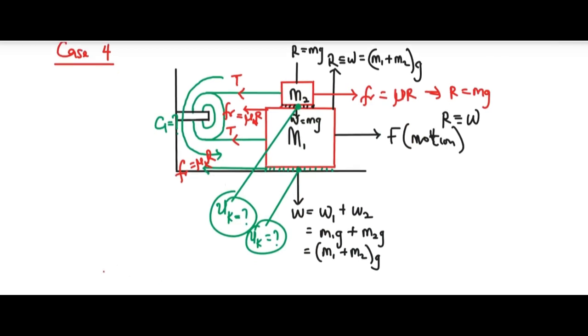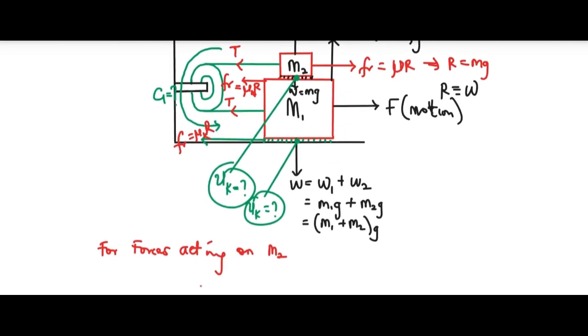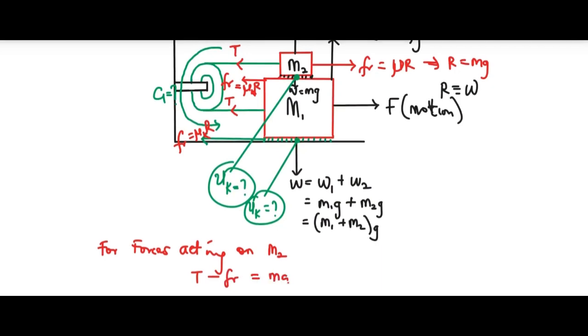So for equation 1, probably we take the lighter mass first. For forces acting on M2, what am I expecting? I'm going to have T, which is a force, minus Fr equals ma. That is, you are following this template F equals ma, which is Newton's second law of motion. This is all I have for my first scenario, which is the lighter mass.